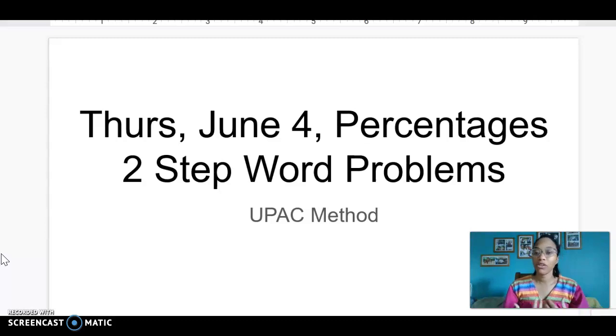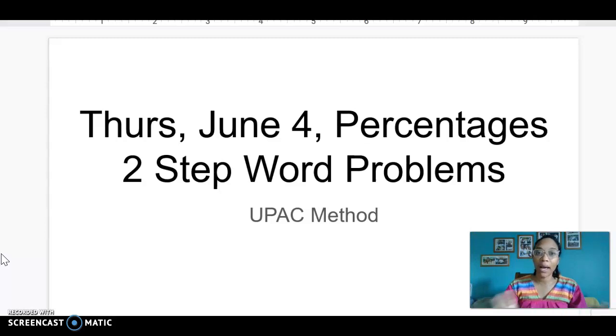In these problems, we'll be looking for the percent of a quantity, but we might need to use two steps in order to find our answer, meaning that some of the information we need is going to be missing when we begin the problem. So first we'll find missing information, and after that we'll look to solve the problem. Every time we're going to use the UPAC method. We started that a bit yesterday by just clarifying what it is that we already know and what it is that we're looking for before we start any mathematical operations.